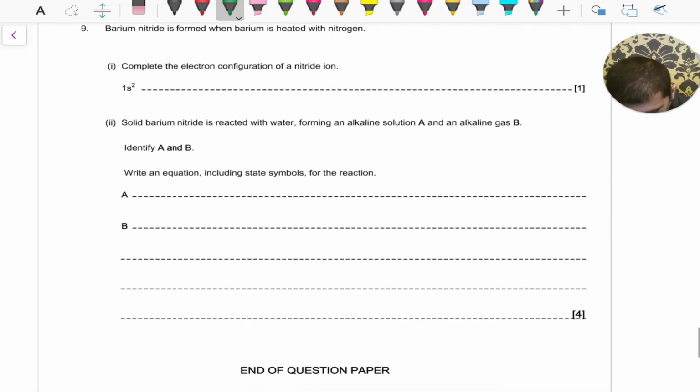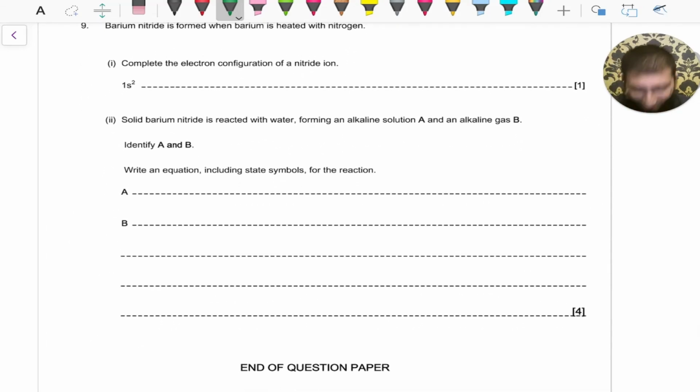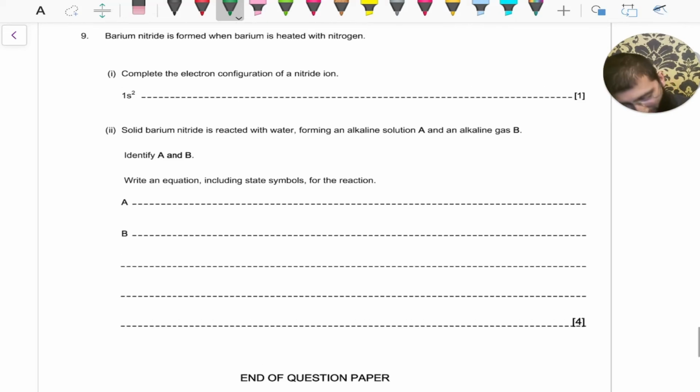Okay, so I appreciate it might not be. So, question number 9. Barium nitride is formed when barium is heated with nitrogen. Complete the electron configuration of a nitride ion. Okay, so let's start off. What is nitride? We know it's an ion of nitrogen. We know it's simply nitrogen, nothing else. For example, nitrate is NO3-. It's not got 2 elements, it's just 1 because it ends in -ide.